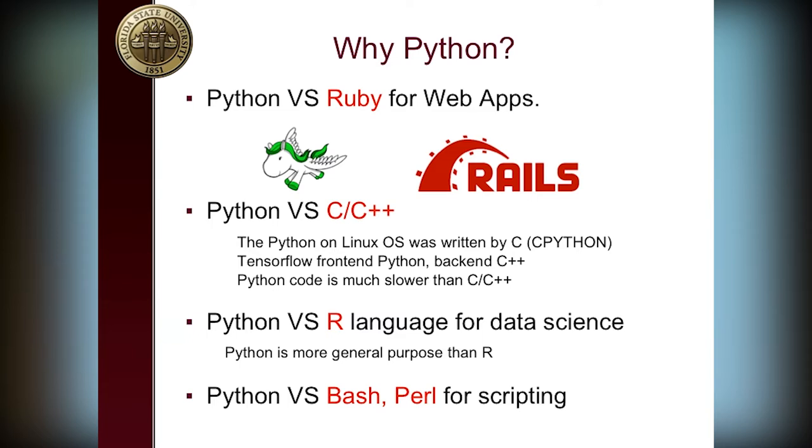Remember, the advantage of Python is that it is more general purpose than R. You use R for data science, but you do not use R to develop a web application or send it to the cloud, okay? So Python is much broader than R, okay?